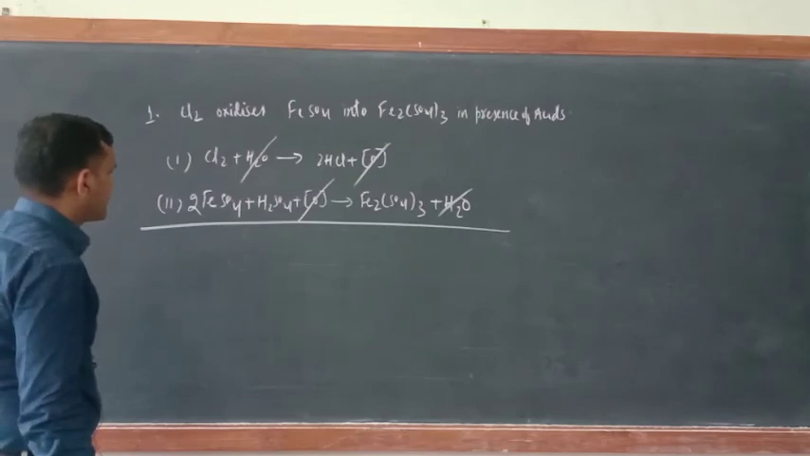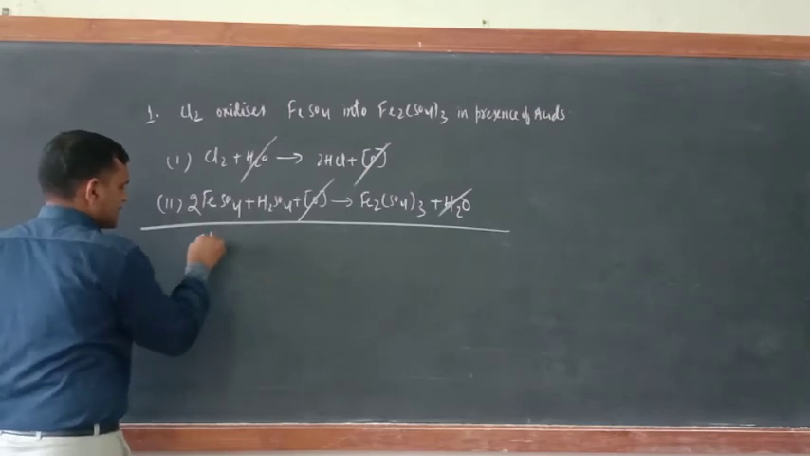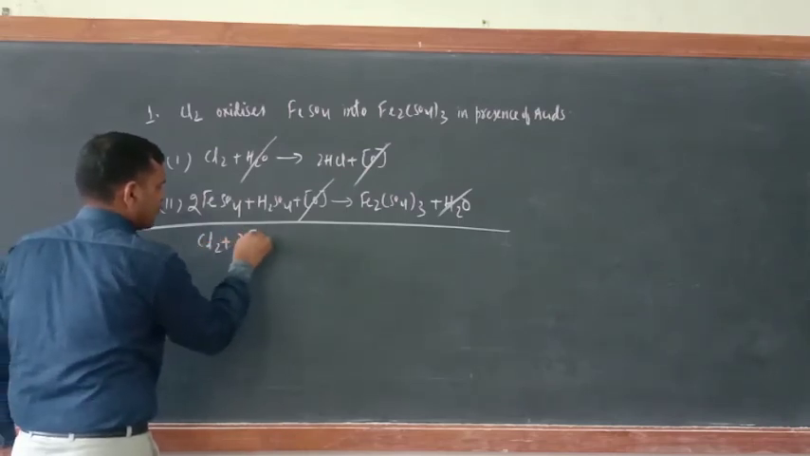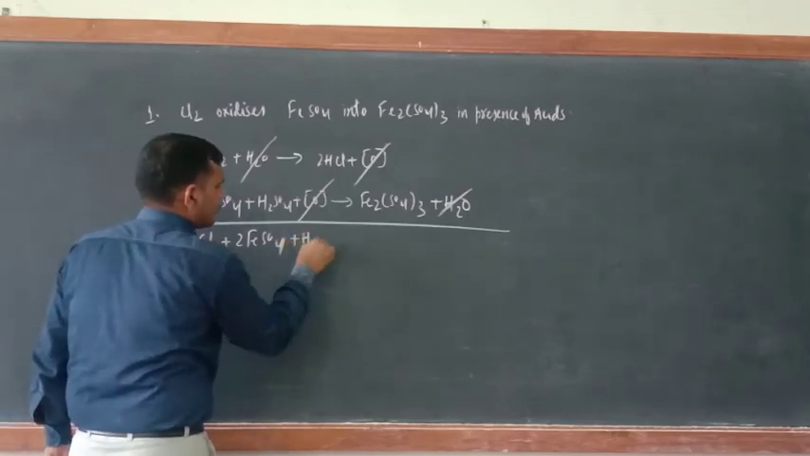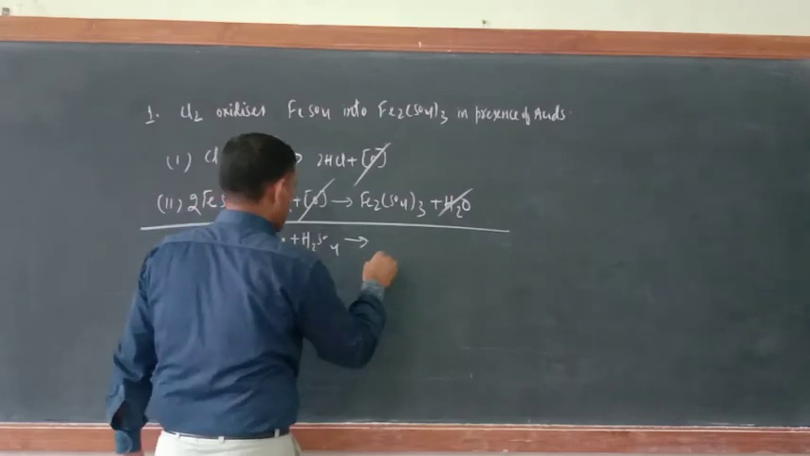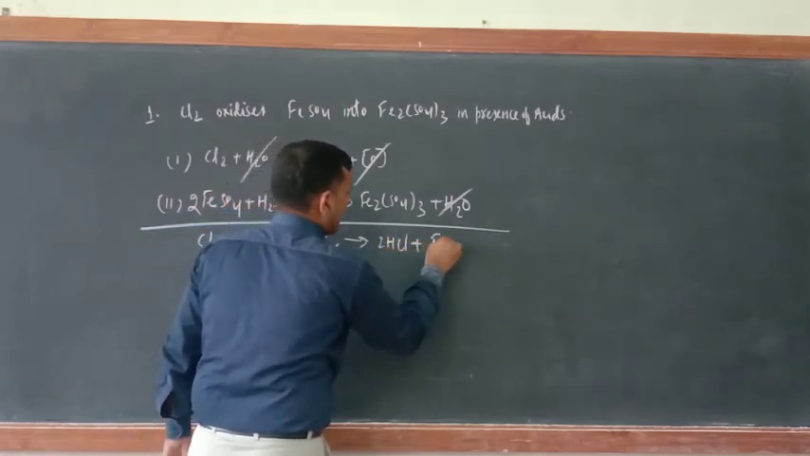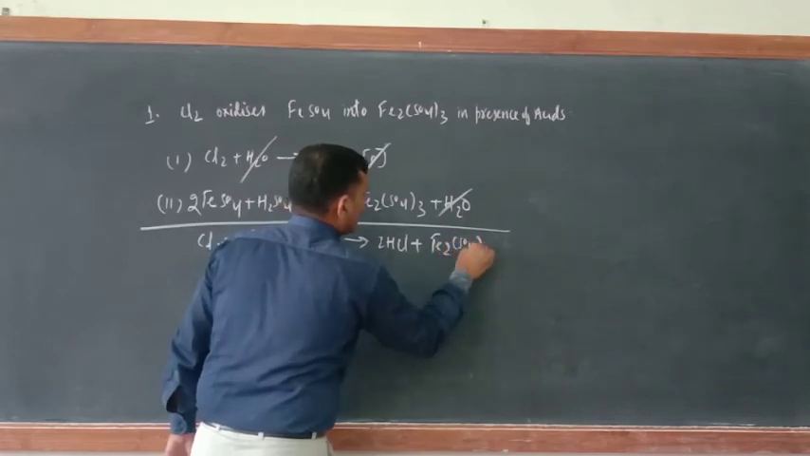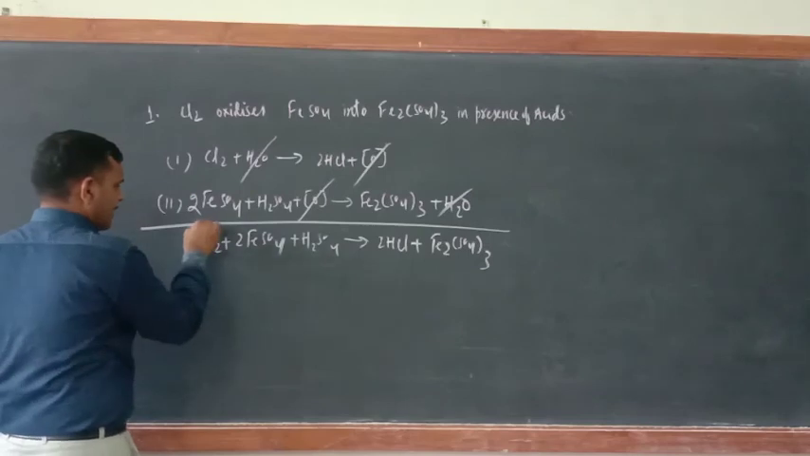Now check. Yes. Now add this one: Cl2 plus 2FeSO4 plus H2SO4 is equal to 2HCl plus Fe2(SO4)3.